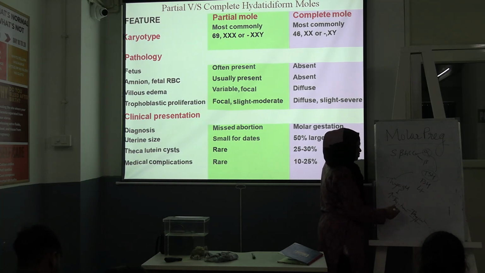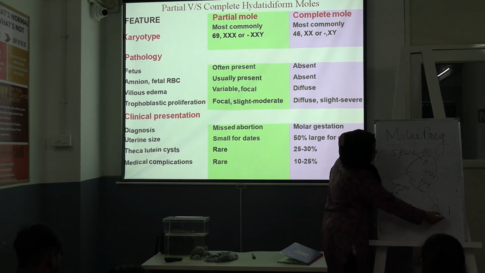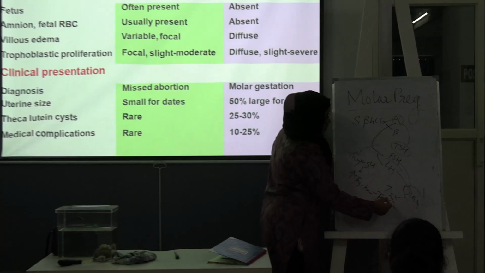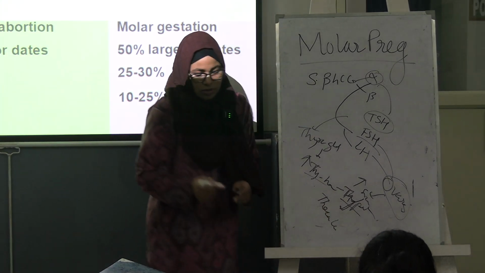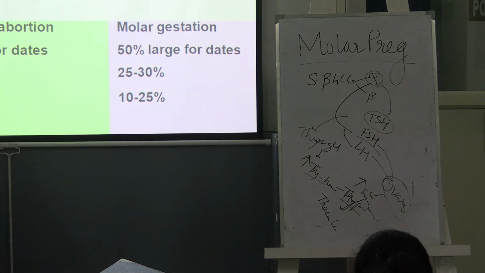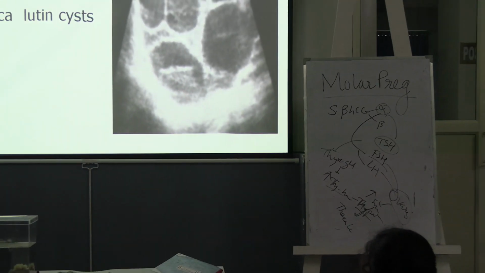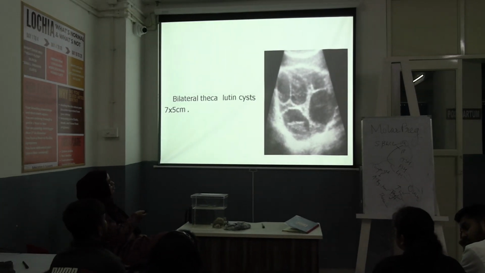Why does theca lutein cyst occur? Because the alpha unit of beta HCG mimics the alpha unit of FSH and LH, and it will stimulate the ovaries, and they can enlarge in size, and that can present as theca lutein cyst. Okay. These are the bilateral theca lutein cysts. The size of this theca lutein cyst is 7 into 5 centimeter. These are actually very large.